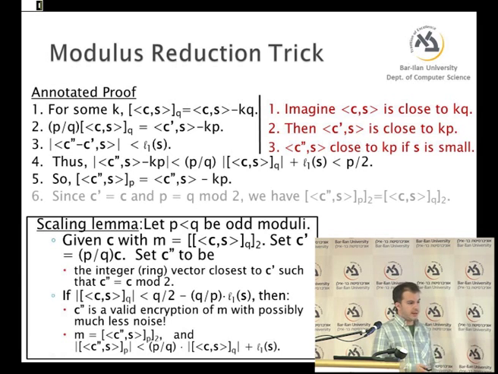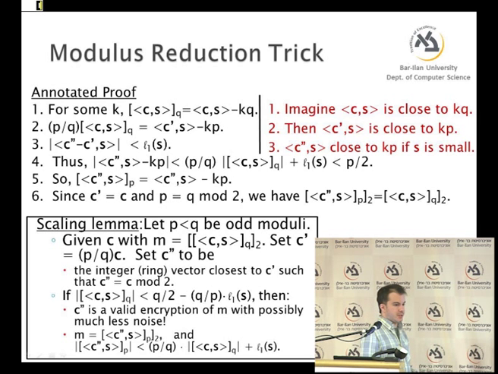Okay, and what about the actual decryption of this new ciphertext? We just have a lot of stuff that's congruent to each other mod 2. So this is congruent to this here, which is congruent to this modulo 2, because the C and the C prime prime are congruent, because Q and P are both odd. Okay, and this is obviously equal to that. So we get that these two things are congruent to each other modulo 2. So we get a new ciphertext. It's been scaled down, and it decrypts correctly. And the noise is smaller.